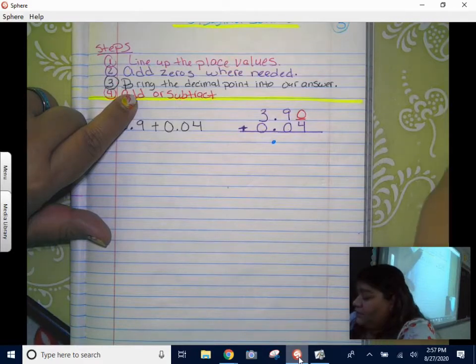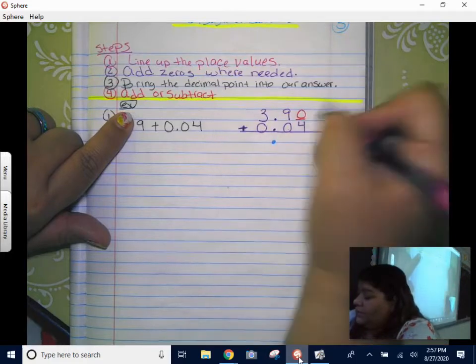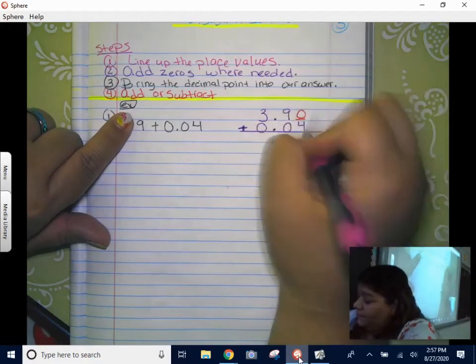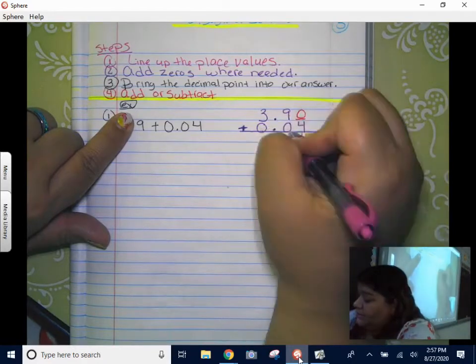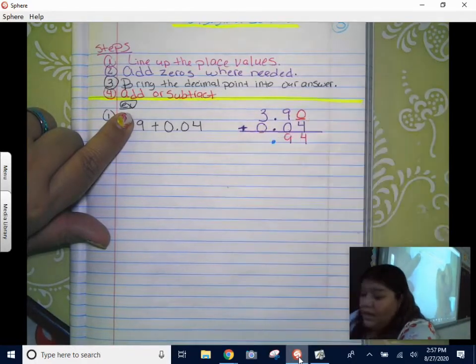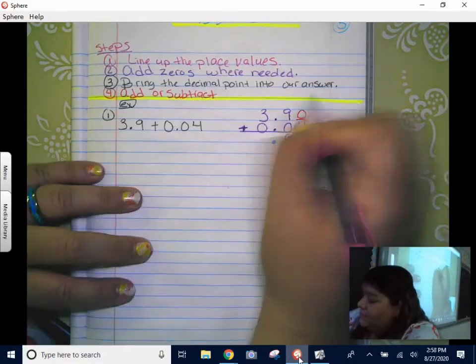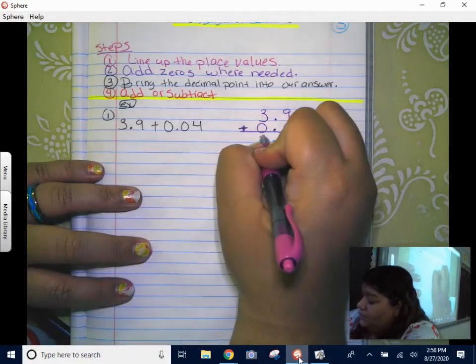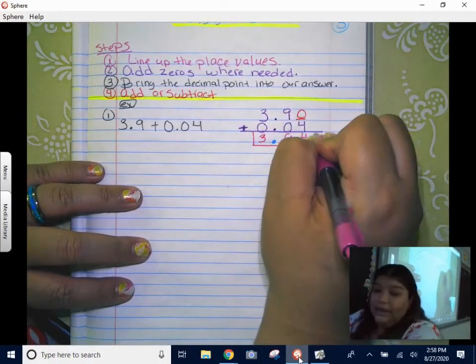Now, we're ready to do the last step, which is add or subtract. If we take a look here, we are adding. So 0 plus 4, so a 4 stays in the 100 spot. 9 plus 0, 9 is in the 10 spot. And then 3 plus 0, 3 is in the 1 spot. So your answer is 3 and 94/100.